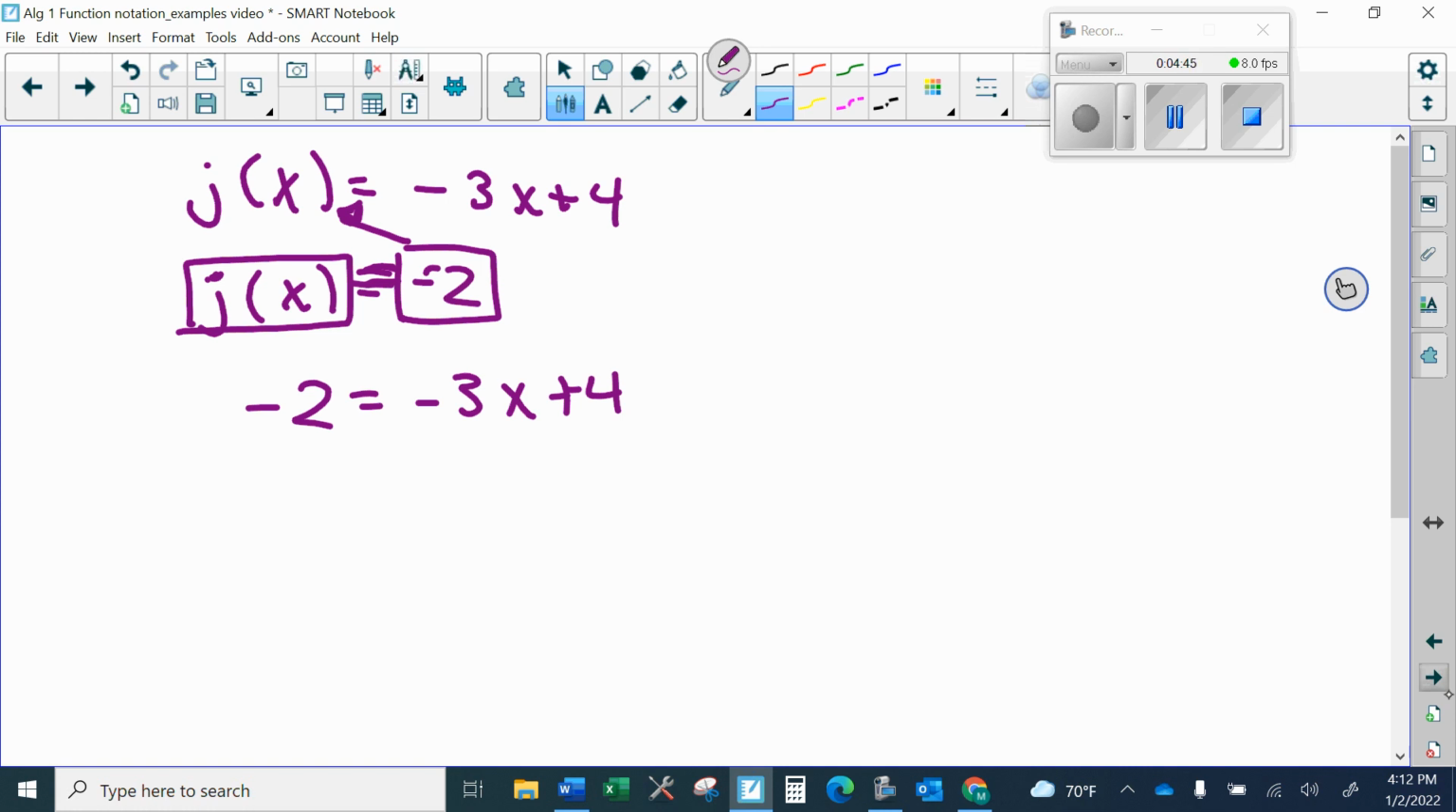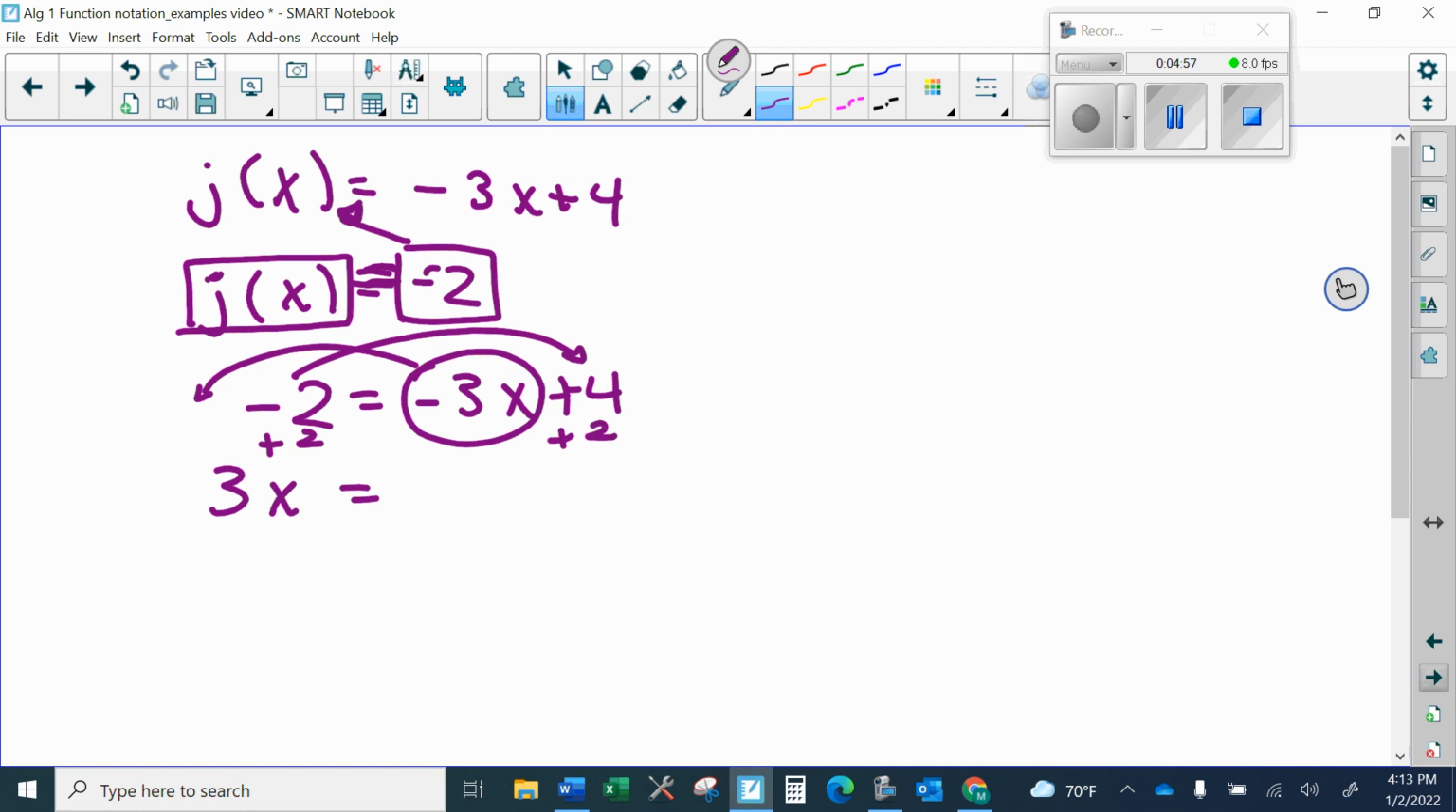So now I go ahead and solve it. I see, oh, negative coefficient. So I'm going to move it to the other side and get a positive coefficient. That means my constant is going to the right, so I'm adding the 2 across, and I get 6. Last step, divide by 3, and I get x equals 2. So there would be my answer.